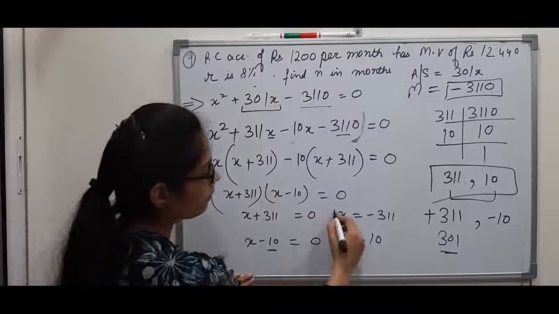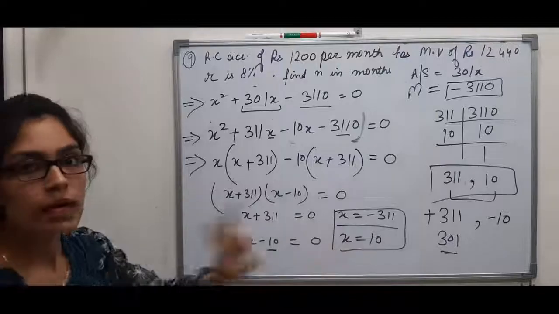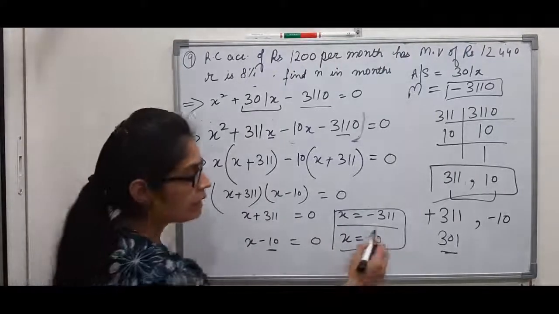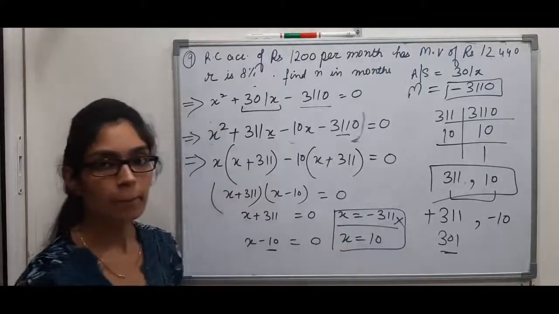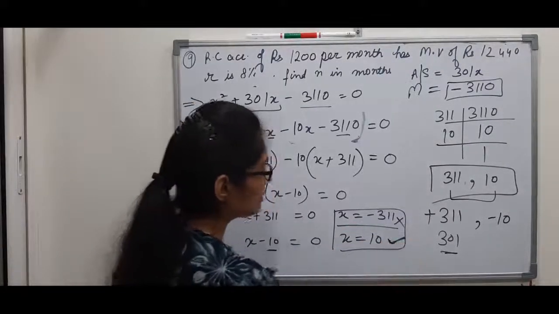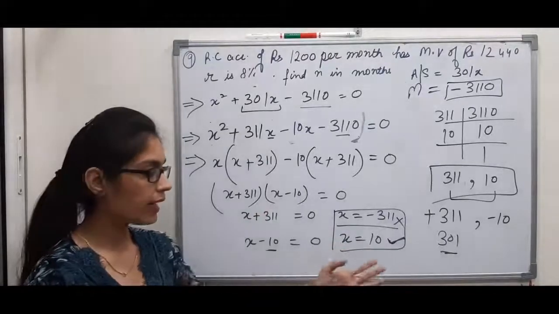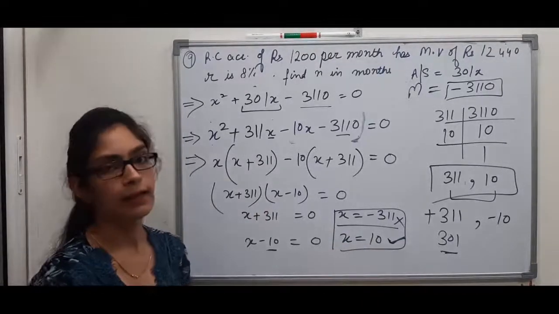So I got two values of x, because this was a quadratic equation, due to which I got two values of x. See, the number of months cannot be negative, due to which I will choose x is equal to 10. So the number of months we calculated is equal to 10.